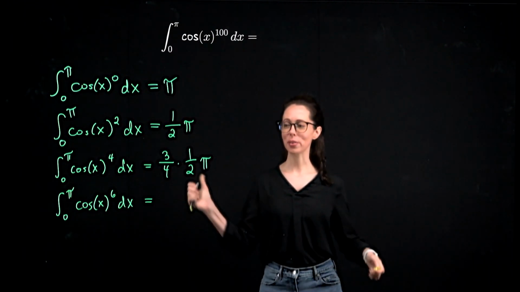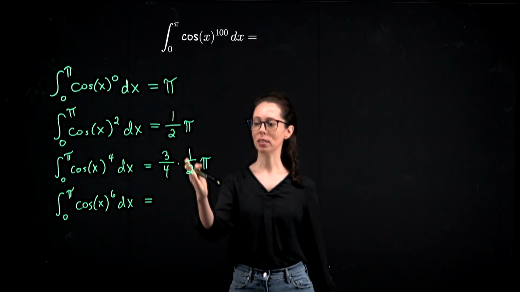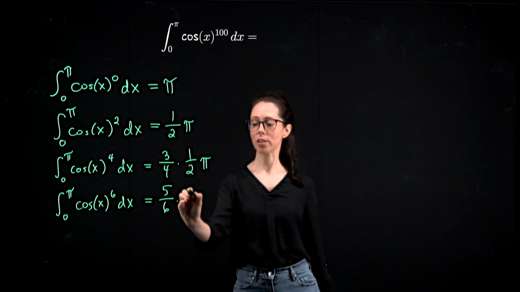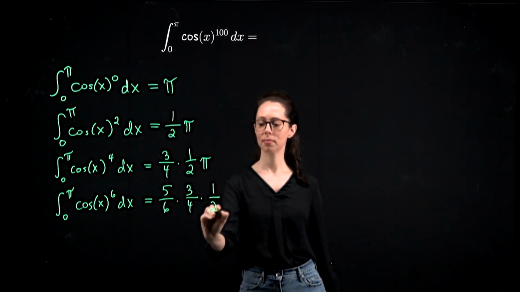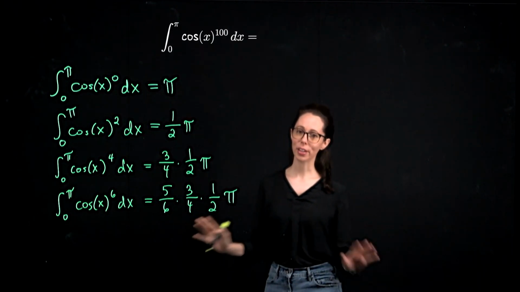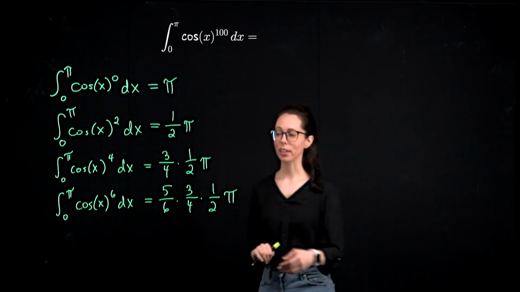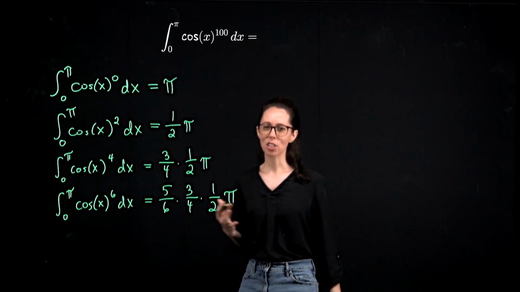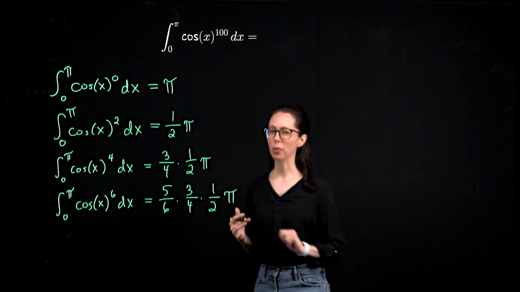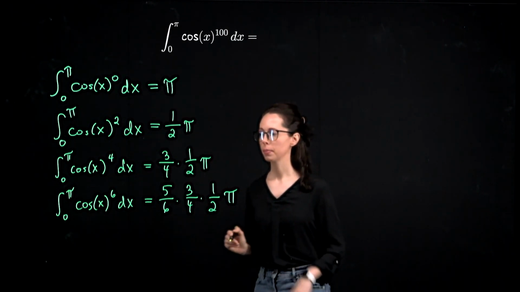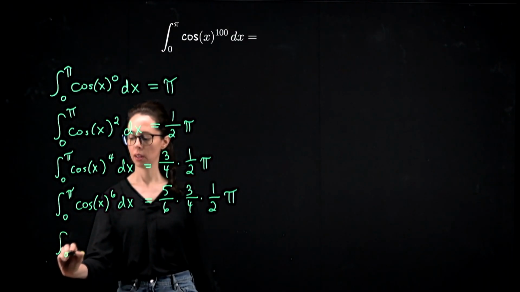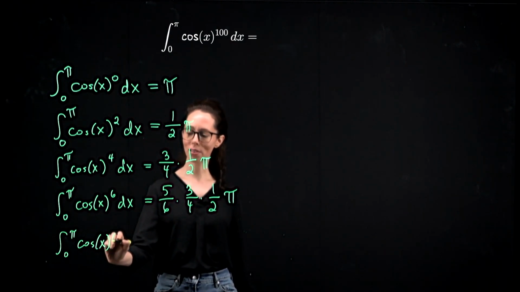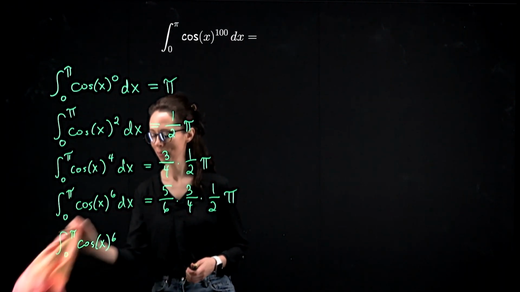All right, I hope what you wrote down was, let's see, 1, 2, 3, 4, 5, 6, 5/6 times the previous expression. And if you did, you're right. So this is now the integral of cosine of x to the 6th power, which means we can actually just go ahead and answer our final question, and then I will actually prove for you that the formula holds. So what is the definite integral from 0 to pi of cosine of x to the 100th power?